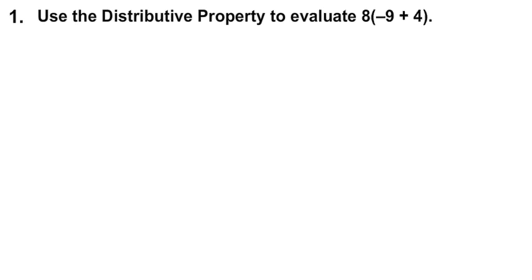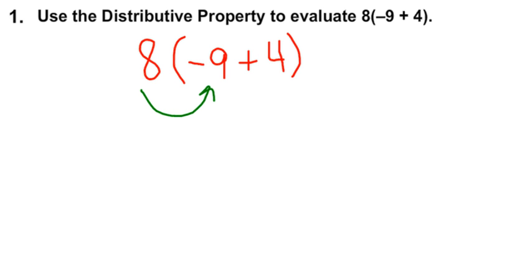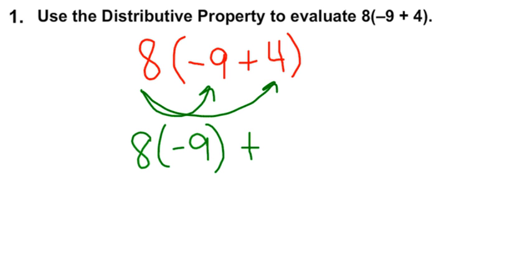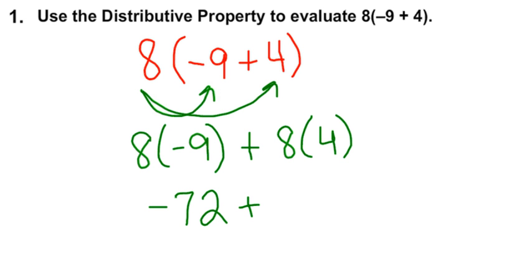Here's example number 1. We have 8 times the quantity negative 9 plus 4. So the number that's being distributed is 8. That's on the outside of the grouping symbols. So I'm going to multiply 8 times negative 9. Okay, the operation is addition. And then I'm going to multiply 8 times 4. So 8 times negative 9 is negative 72, plus 8 times 4 is 32. Now all you're going to do is simplify. So negative 72 plus 32 equals negative 40.